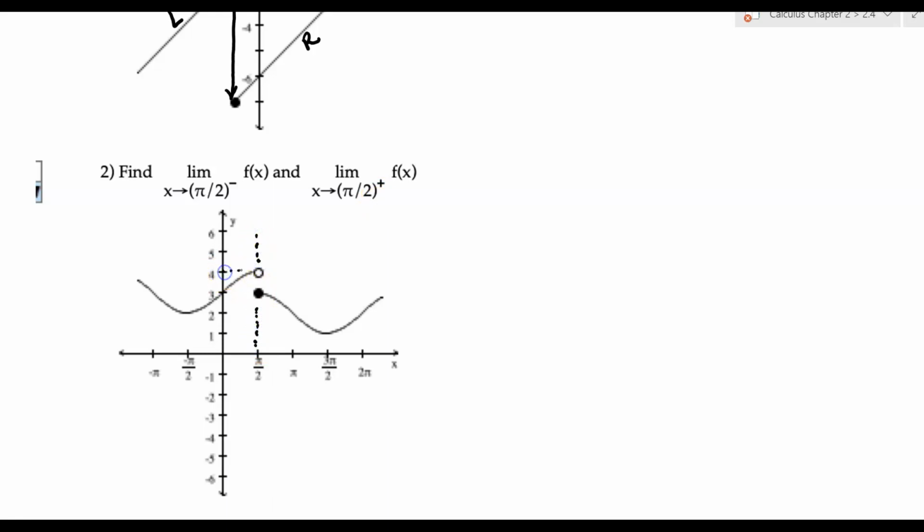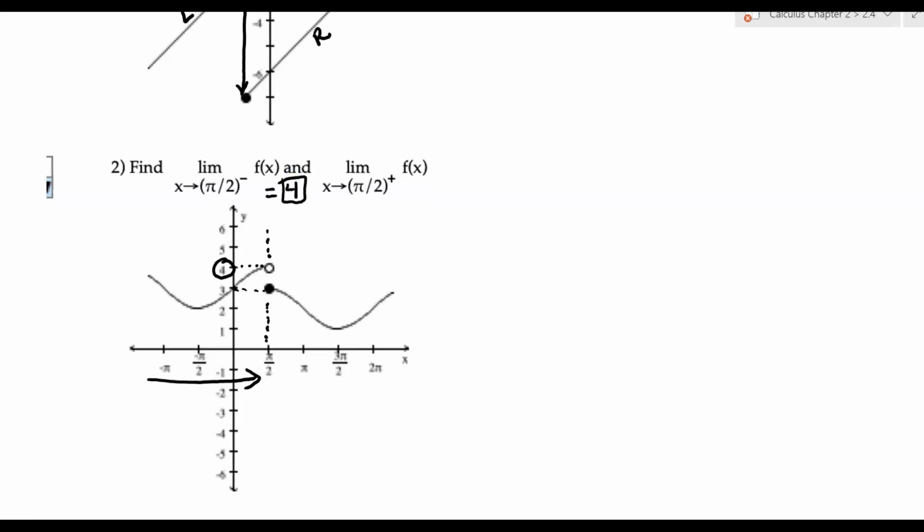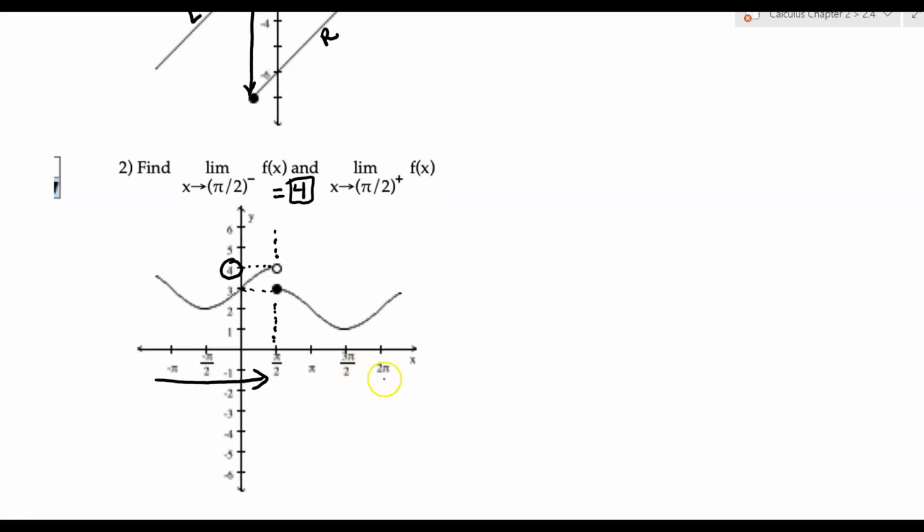We're going to draw our dotted lines here. The left-hand limit is this direction. As we approach pi over 2, it looks like we're approaching the number 4. So the limit as x approaches pi over 2 from the left equals 4. That's my first limit there. Now I'm going to look at pi over 2 from the right. As I come in from the right on x, my y value is approaching this number right here, which is 3. So this one right here is 3.